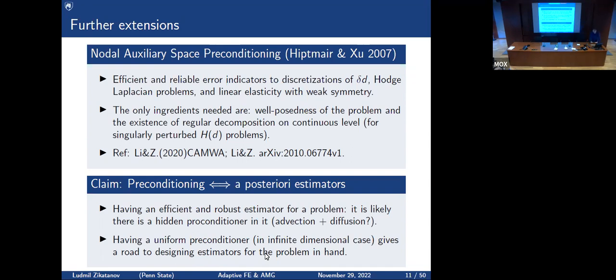Okay. Now, I also pitch here some claim, or my thoughts, in regard to all this. If we have an efficient and robust estimator, there is a preconditioner hidden there. So if somebody has a posteriori error estimator and doesn't have a preconditioner, you can dig it out of there and have one. I mean, I don't know how to do that.